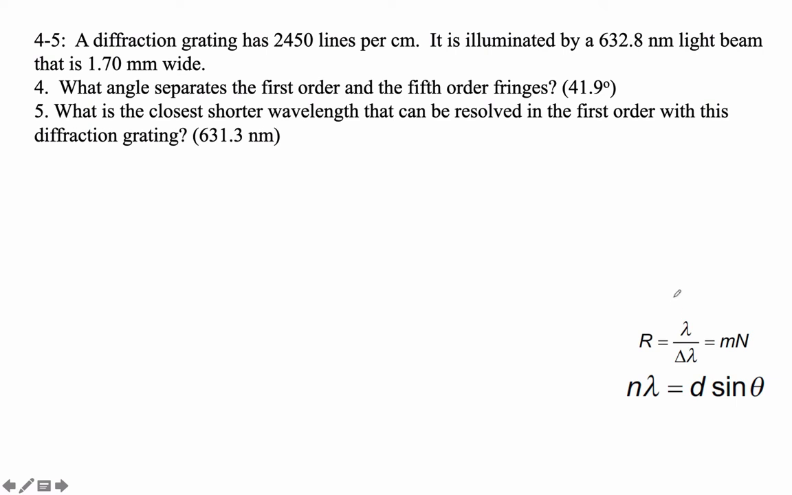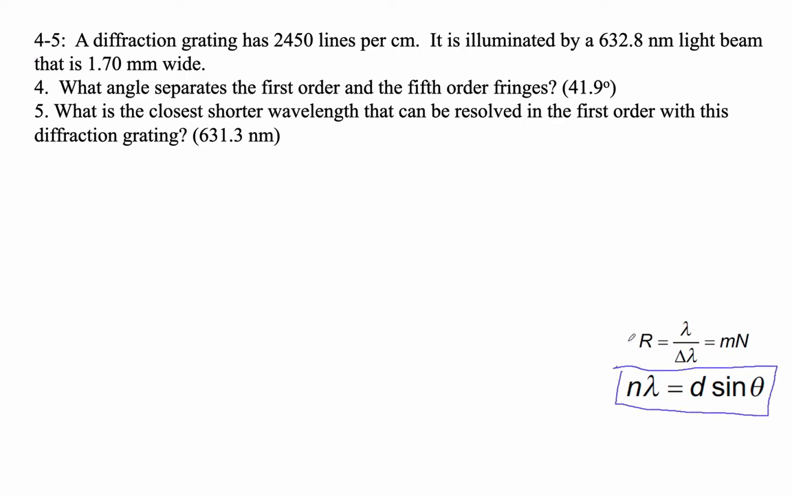A diffraction grating has 2,450 lines per centimeter. It is illuminated by a 632.8 nanometer light beam that is 1.7 millimeters wide. What angle separates the first order and the fifth order fringes? Okay, so we're going to use this guy here.